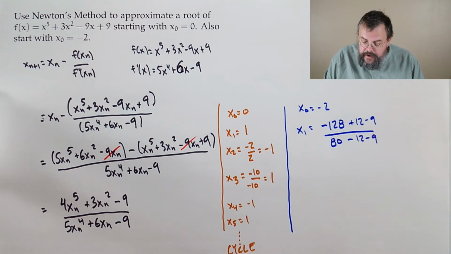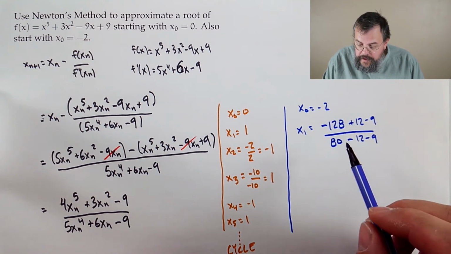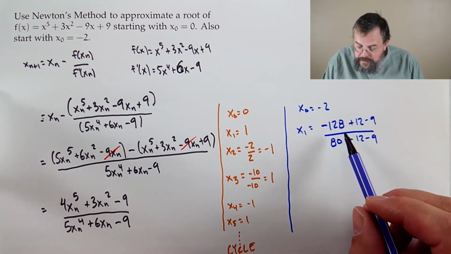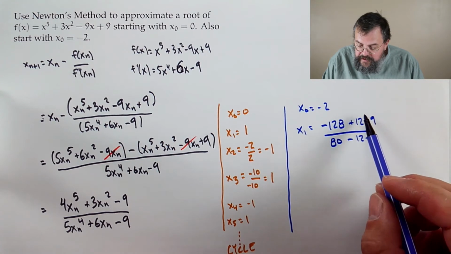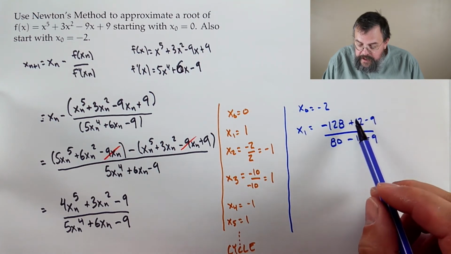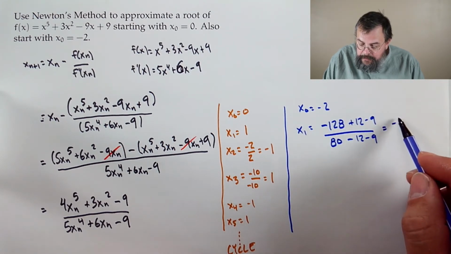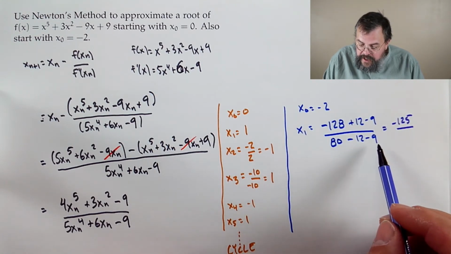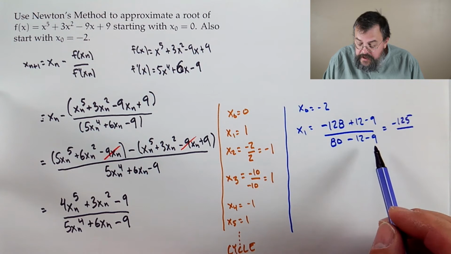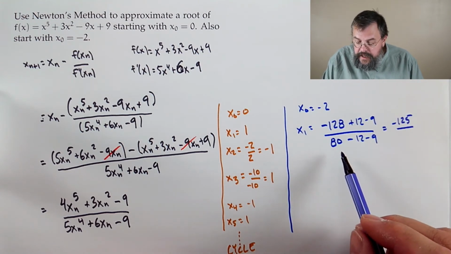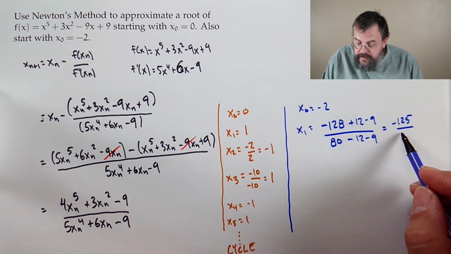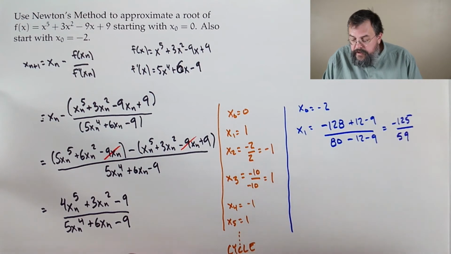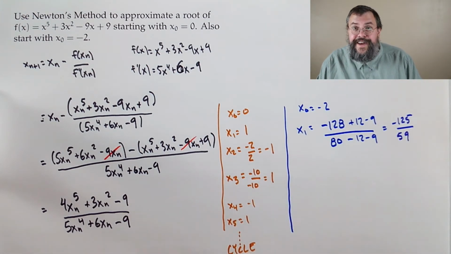Okay, does it simplify? What do we have? If we have -128 plus 12 minus 9, the plus 12 minus 9 is really like adding 3. So that's really -125. And subtract 12, subtract 9 is like subtracting 21. If you take 80, subtract 21, that's 59, right? So there's the next guess.